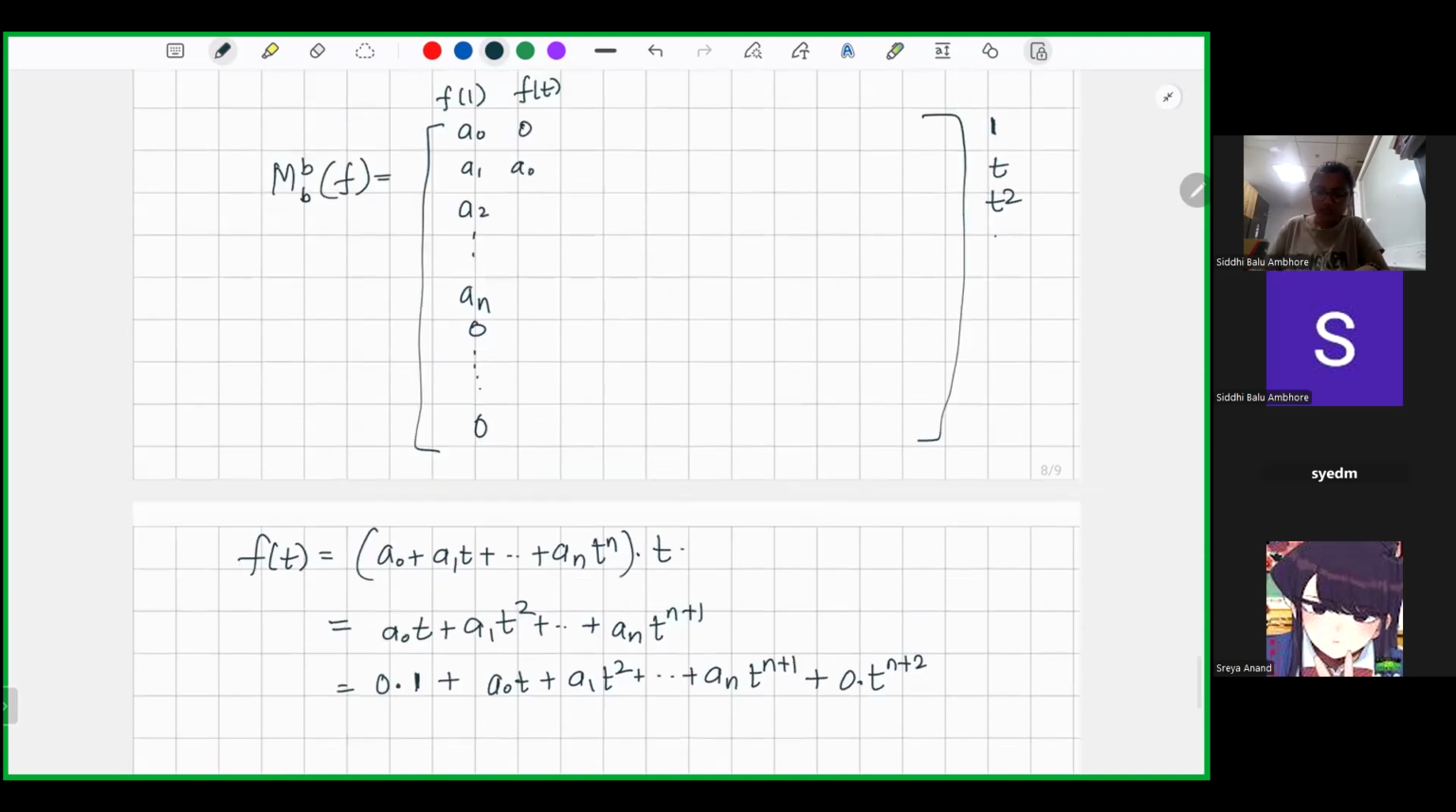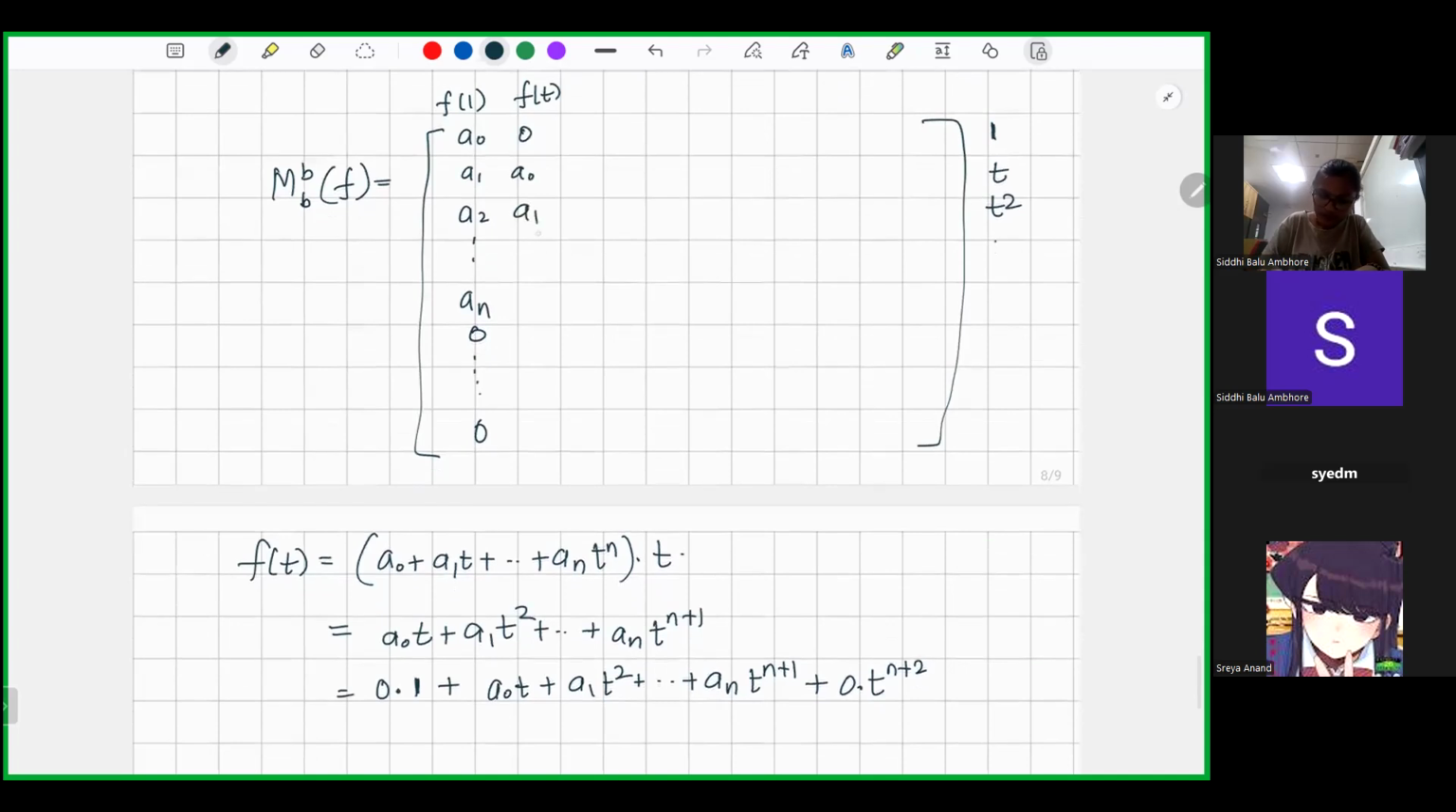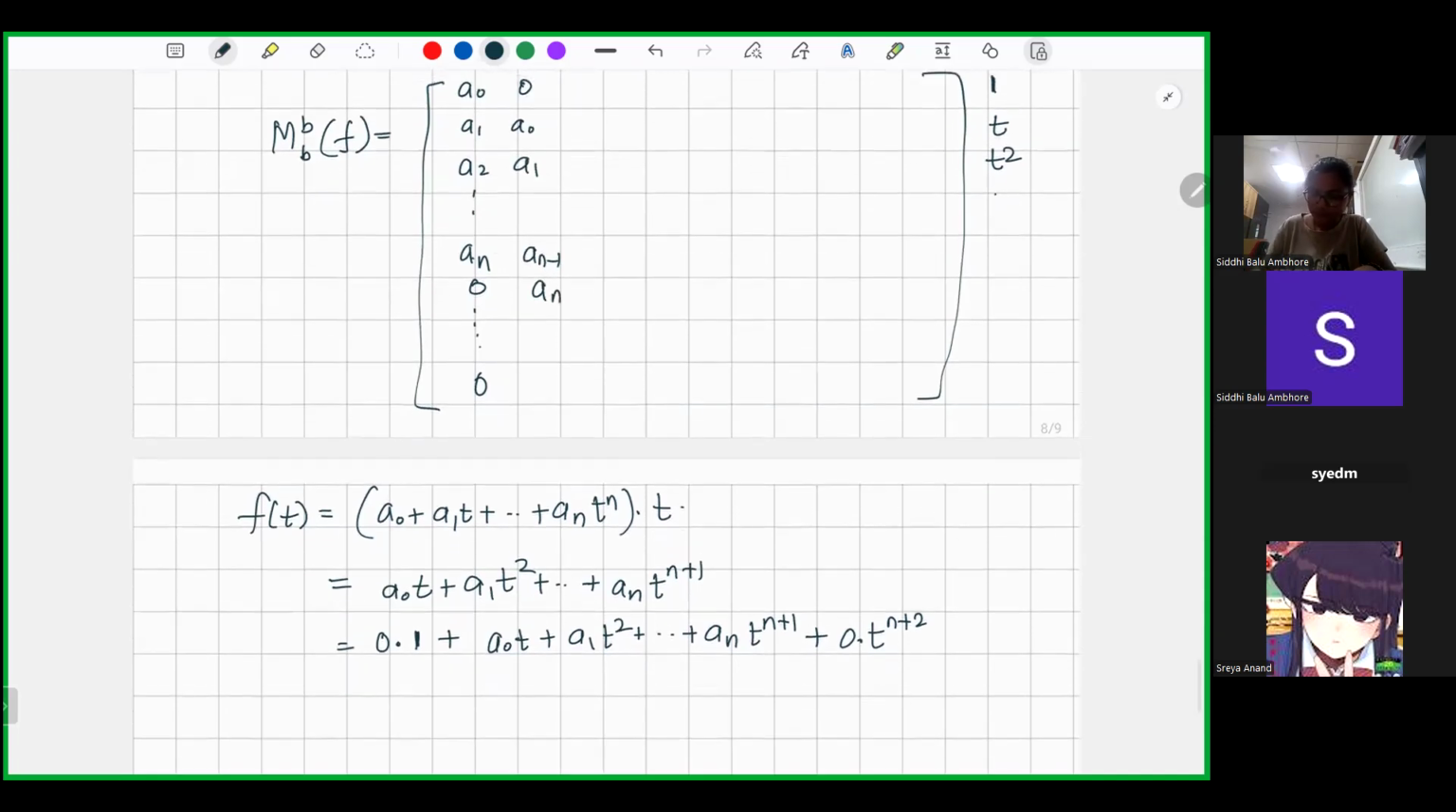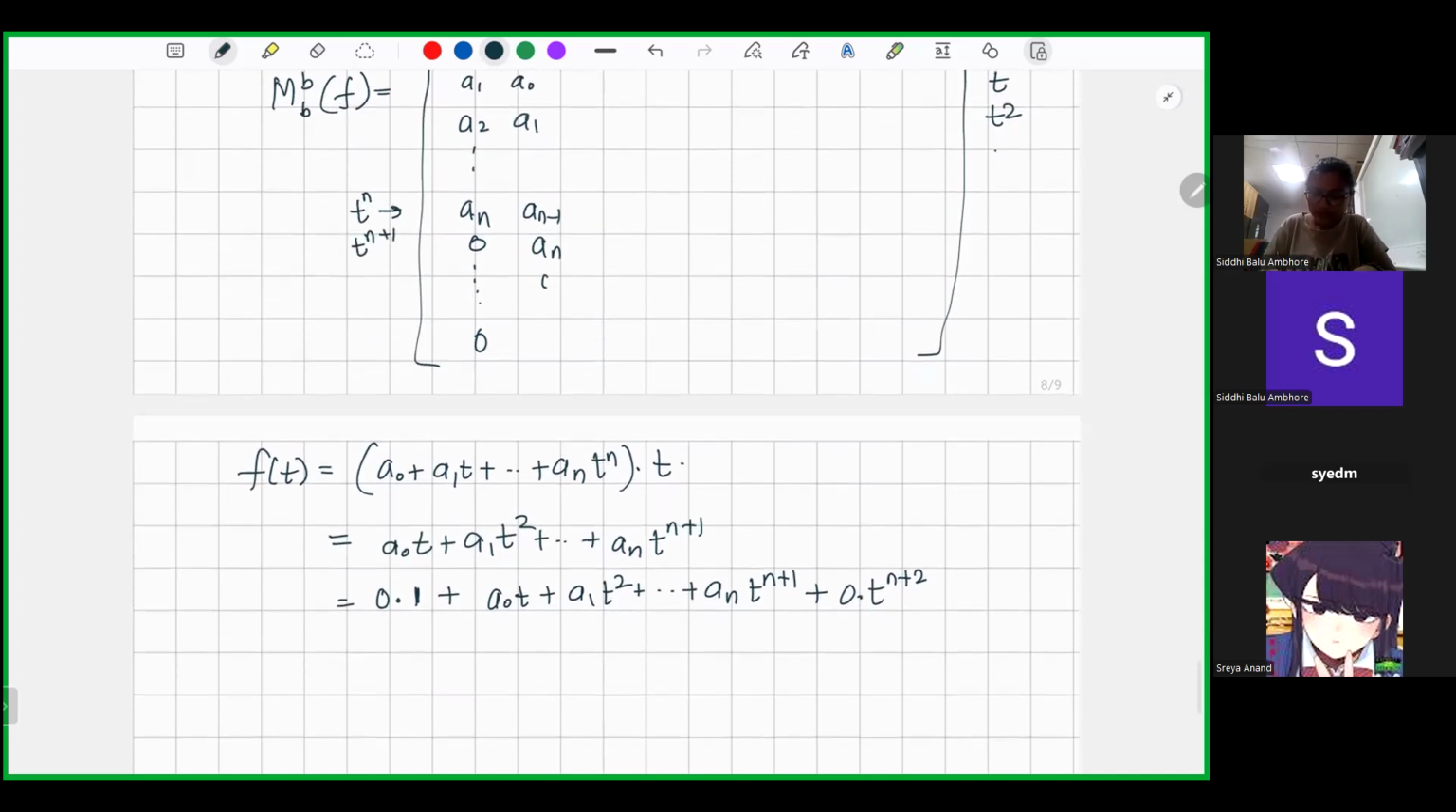Coefficient of t square is now a1. Similarly, coefficient of t power n will be a n minus 1. So here in this row it will be a n minus 1. Here it will be a n, because this was corresponding to tn. This was corresponding to tn plus 1. And again 0. Rest is a 0.